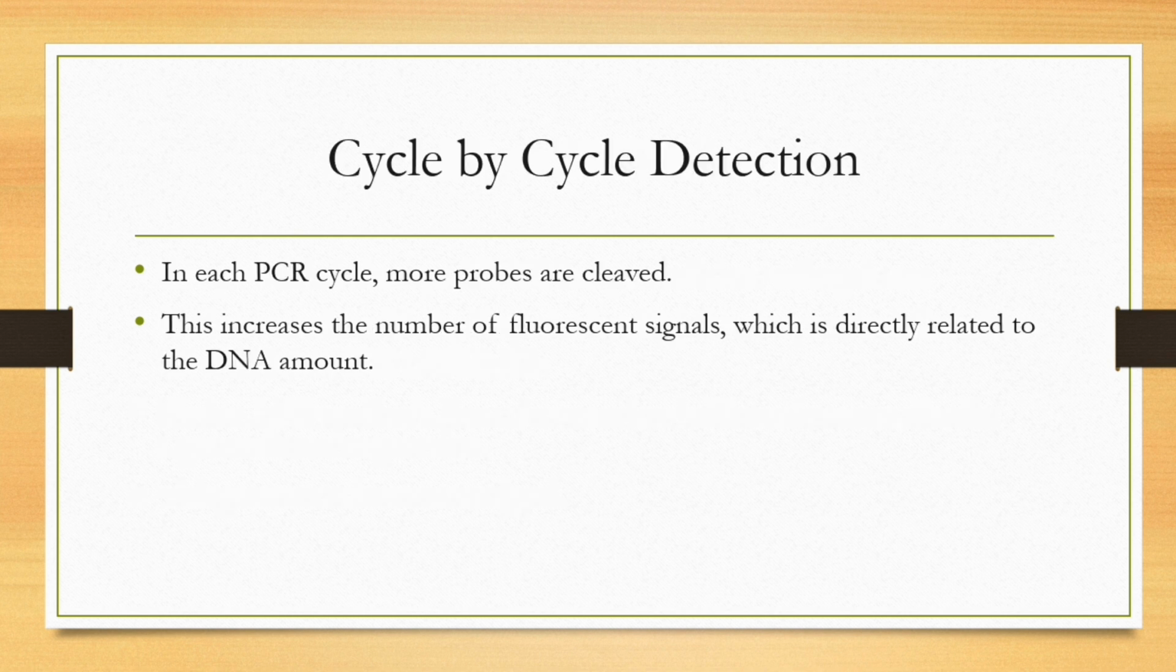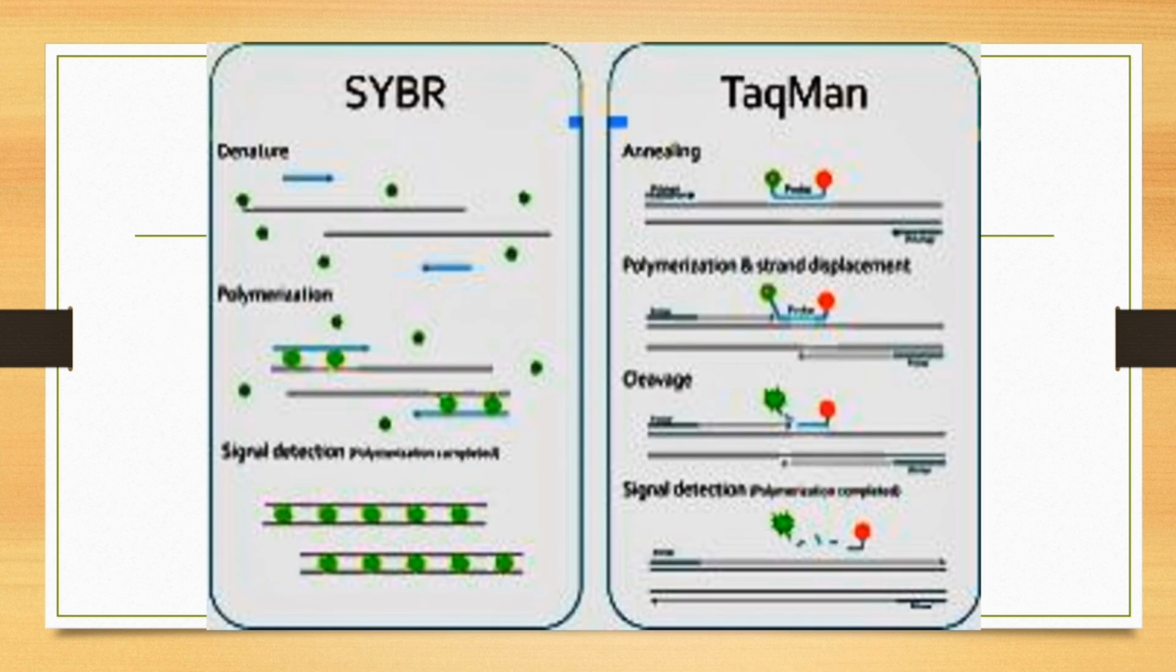Cycle-by-cycle detection. In each PCR cycle, more probes are cleaved. This increases the number of fluorescent signals, which is directly related to the DNA amount. In the following diagram, the mechanism of TaqMan probe and SYBR Green is shown.